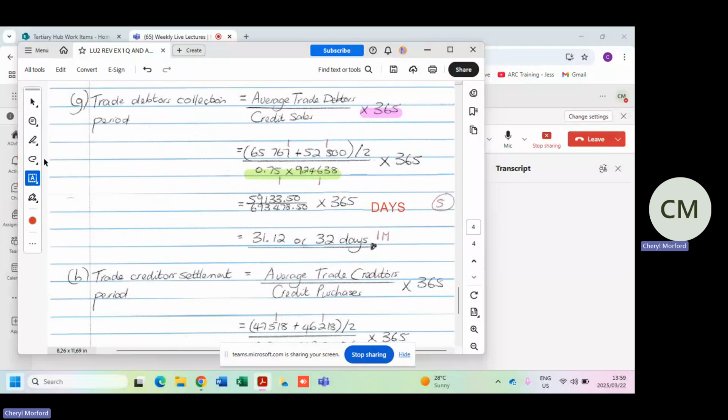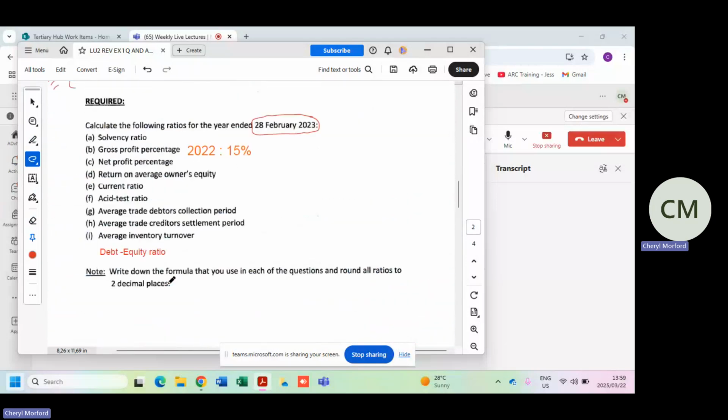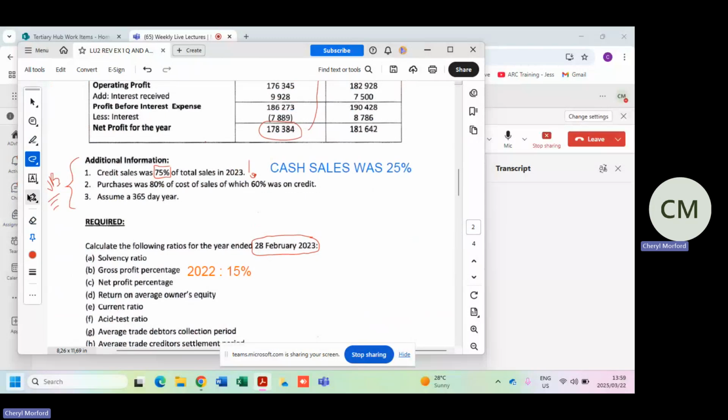But the important thing here is this. The credit purchases, NB, this one. So as we said, your debtors collection relates to credit sales. Your creditor settlement relates to credit purchases. As you know, you cannot find purchases on the income statement or balance sheet, let alone credit purchases. So you must consult the additional information because that will tell you what to do. And we can see over here. Here's where it is.